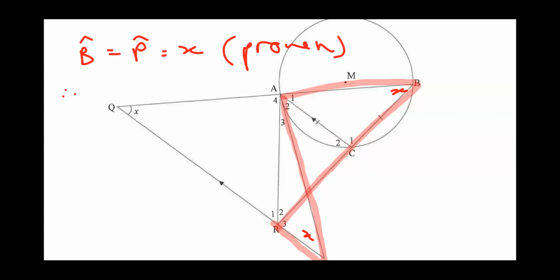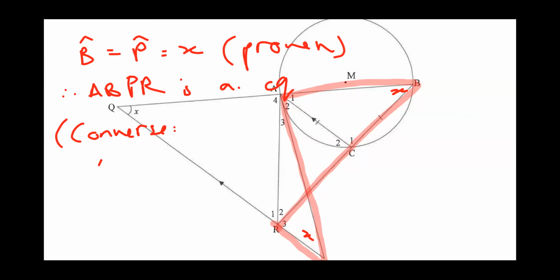So therefore, ABPR is a cyclic chord. The reason for this being the converse of angles in the same segment. Okay, and that's it.